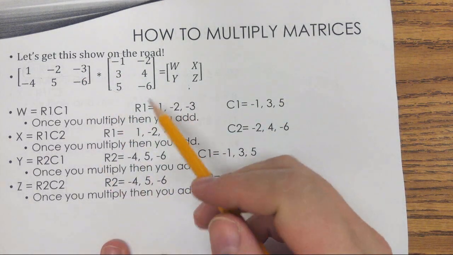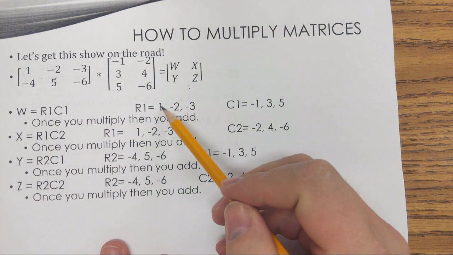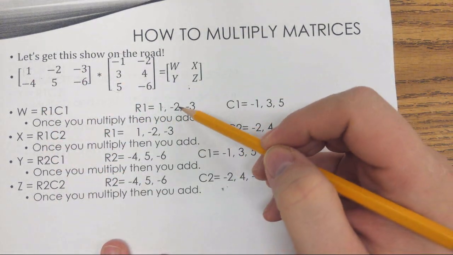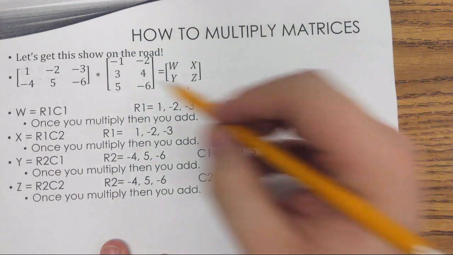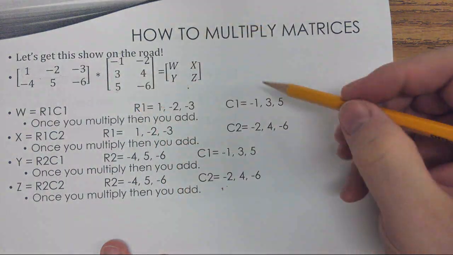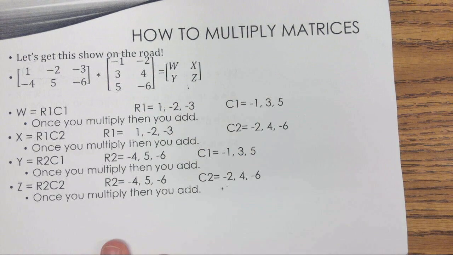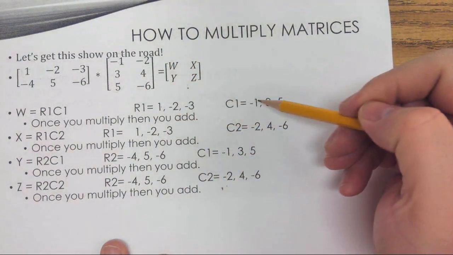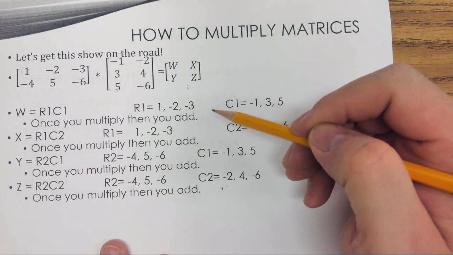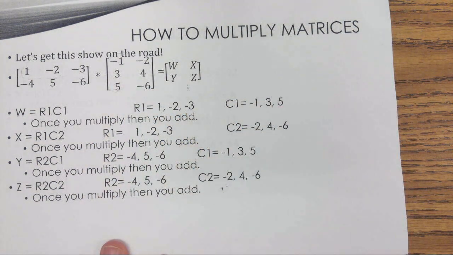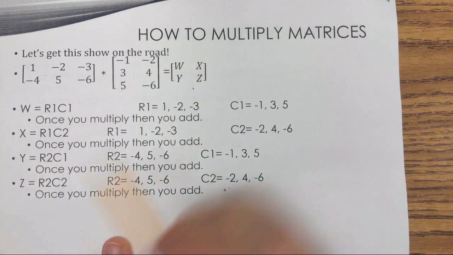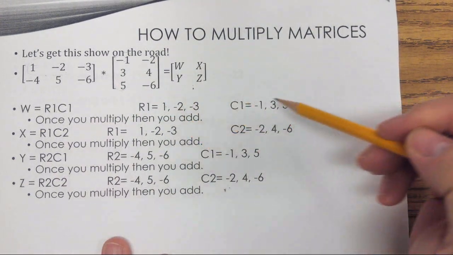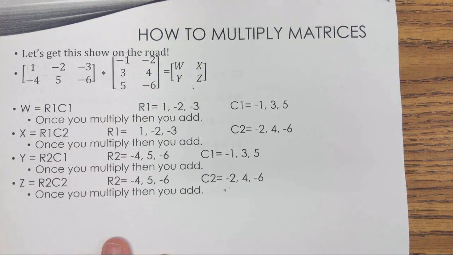Essentially what I'm doing is I'm taking each one of these elements in this matrix, and I'm multiplying by each one of the elements in the column to get this first number. Once I multiply all those together, then I'm going to add them. So I do 1 times -1 added to -2 times 3 and so on.